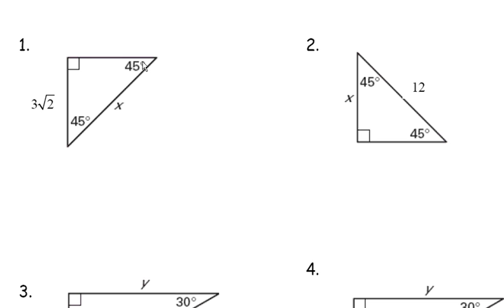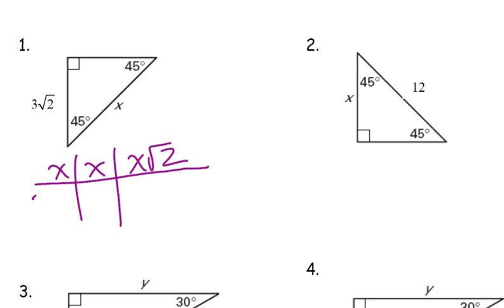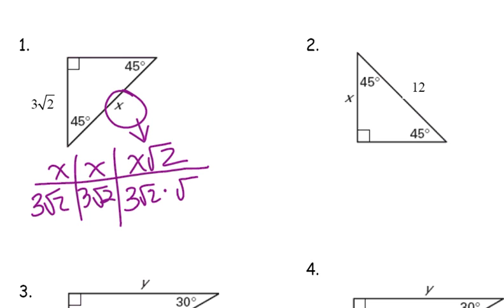So, for example, in my 45, 45, 90 triangle, my pattern is x, x, x radical 2. And in this case, the thing that I know is a leg, 3 radical 2, which means the other leg is also 3 radical 2, which means that the thing that I'm looking for is my hypotenuse. So I take x, which is 3 radical 2, and I multiply it by the radical 2 that's in my pattern. Radical 2 times radical 2 is radical 4, and the square root of 4 is 2. So it winds up being 3 times 2, which is 6. That is my answer.